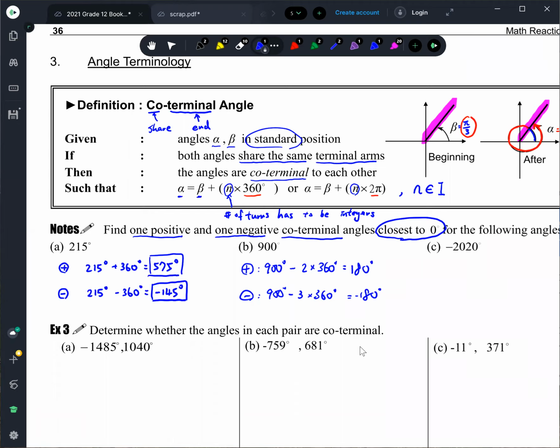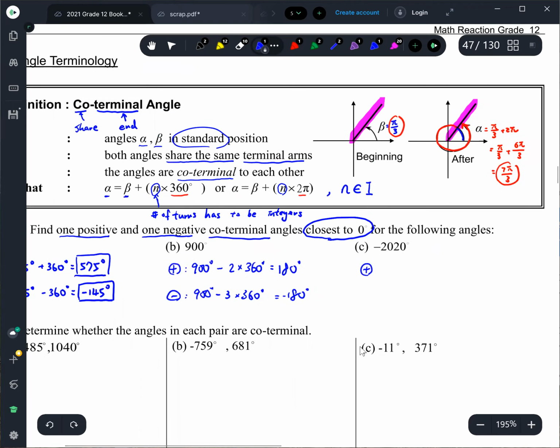Okay, Marcus, do you have question C for the positive? Positive should be, hold on, oh wait, one second.